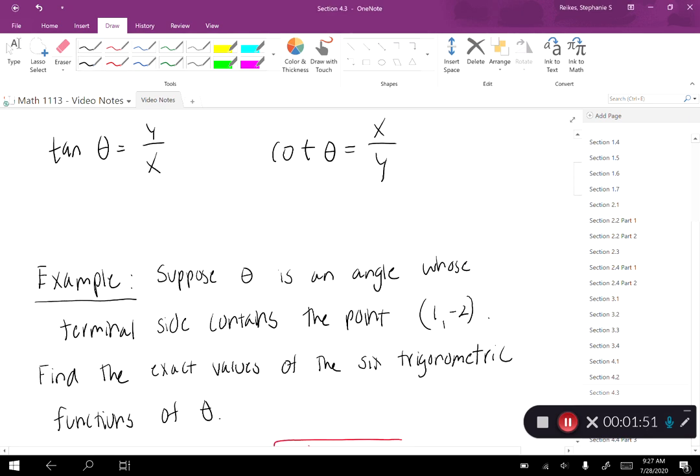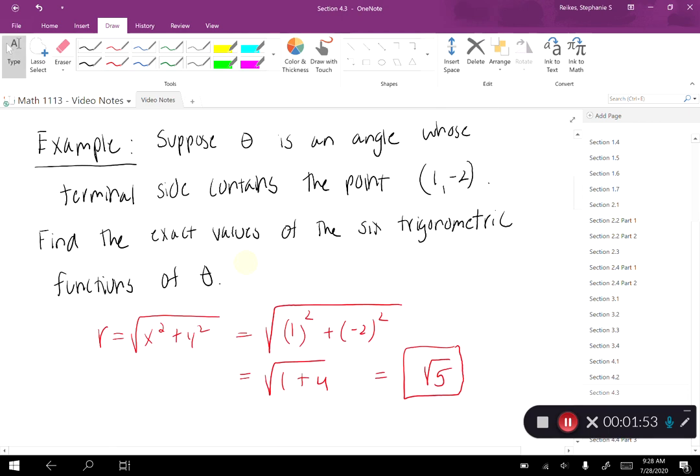Let's take a look at an example. Suppose theta is an angle whose terminal side contains the point (1, negative 2). Find the exact values of the 6 trigonometric functions of theta. You'll notice in the paragraph I did not mention the phrase "this point on the unit circle." I didn't mention unit circle anywhere, so that's a hint that this point is probably not on the unit circle.